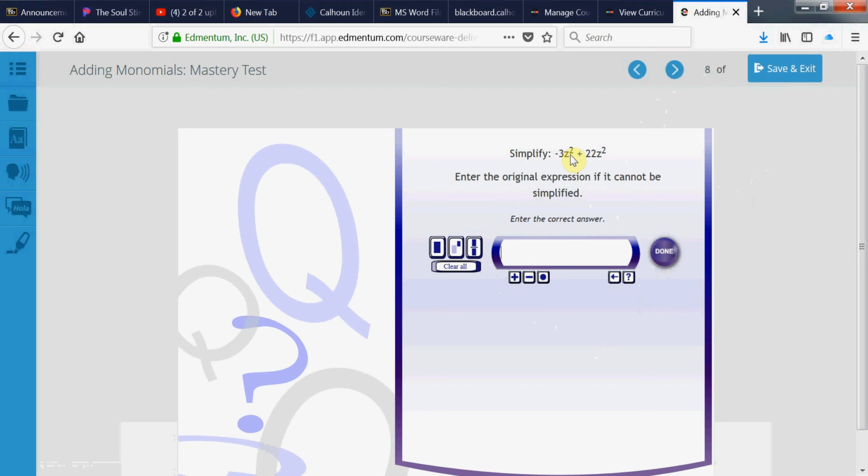Again, the same thing. Here, this is z to the 2nd, z to the 2nd. They're like terms. We take 3 from 22. That's all you're doing. And that gives you 19 times z to the 2nd. These two monomials are like terms because they both have u to the 5th power. So we just add 2 plus 11. That gives us 13 times the common expression u to the 5th power.